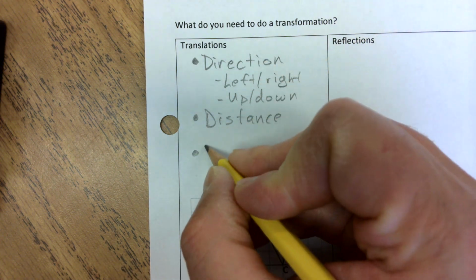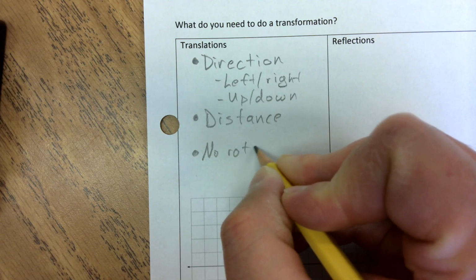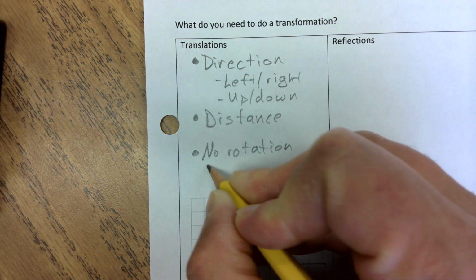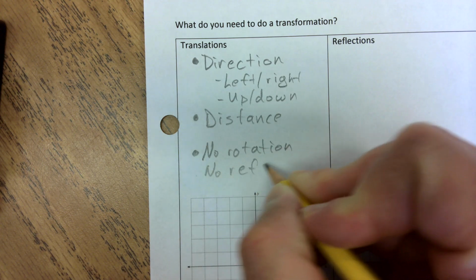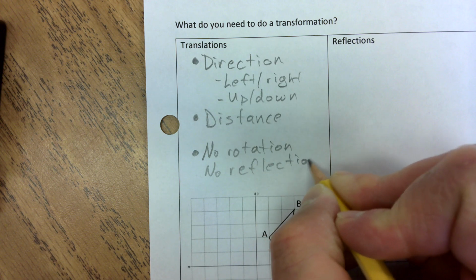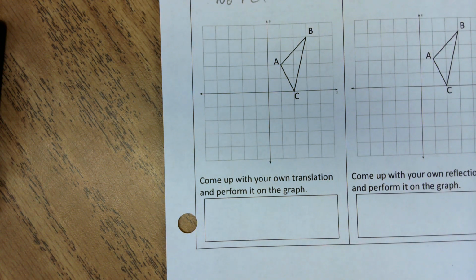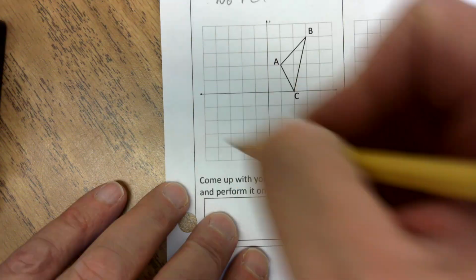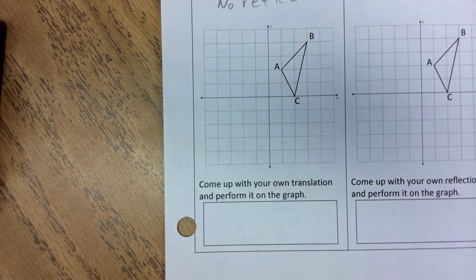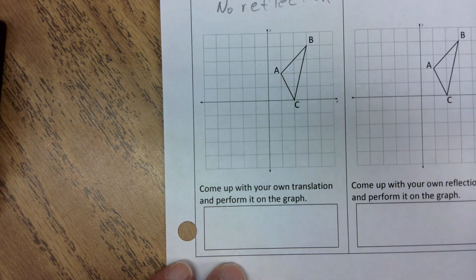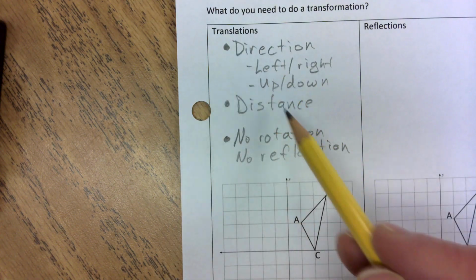Also, you need to make sure that there is no rotation and no reflection. So no turning and no flipping. Okay. Now the idea here is that you're going to kind of come up with your own translation. You can come up with your own and then see how I do it. Pause it if you want to. But the idea is you gotta tell which direction it's moving. You gotta say how far.